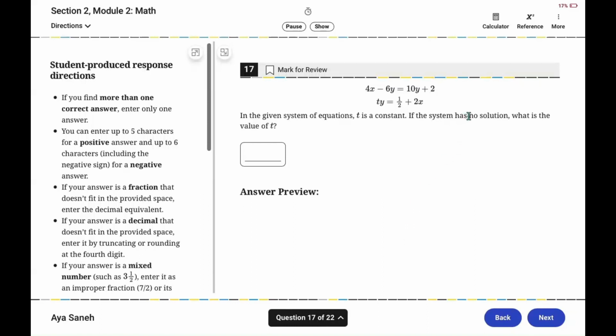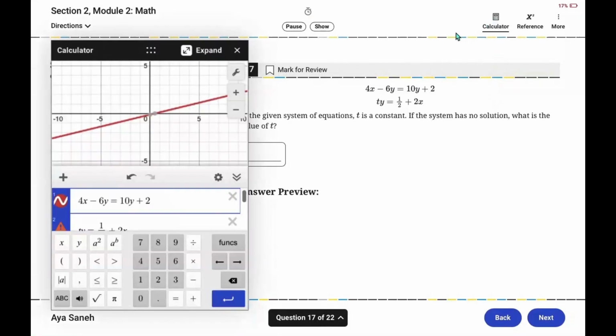This is a real SAT question. You're asked to find the value of t for which the system of two equations has no solutions. You can certainly calculate the slopes to solve this question the school way, but let's see how you can use the SAT calculator to your advantage here.